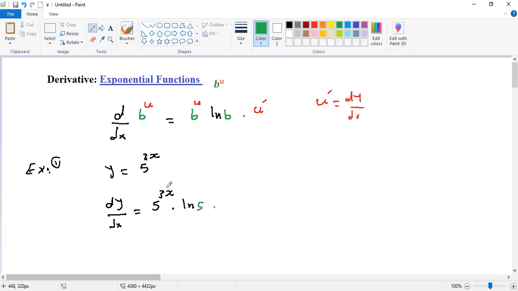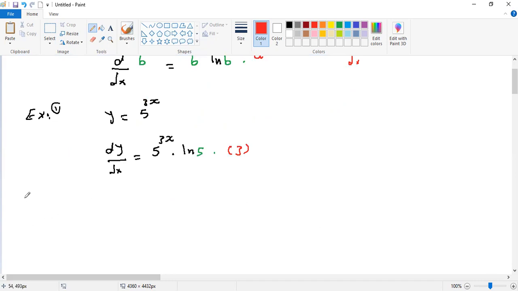Ln b is ln 5, multiplied by the derivative of the power, the derivative of u. The u is 3x, so the derivative of 3x is 3. So this is the derivative of 5 to the power 3x. It can be simplified.